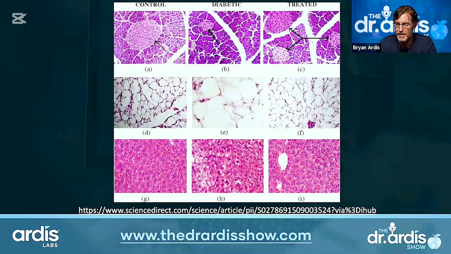Sorry, the middle images. The fat cells of a normal liver and an animal. E is the diabetes one. Look how much bigger the fat cells are. And F, look how much they shrink. Pretty impressive.